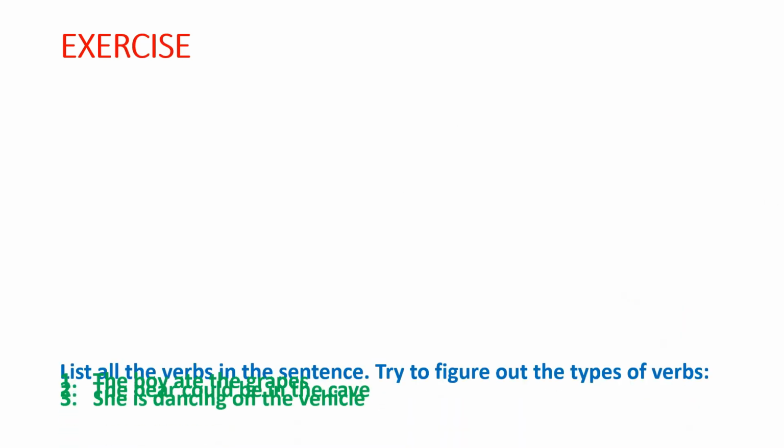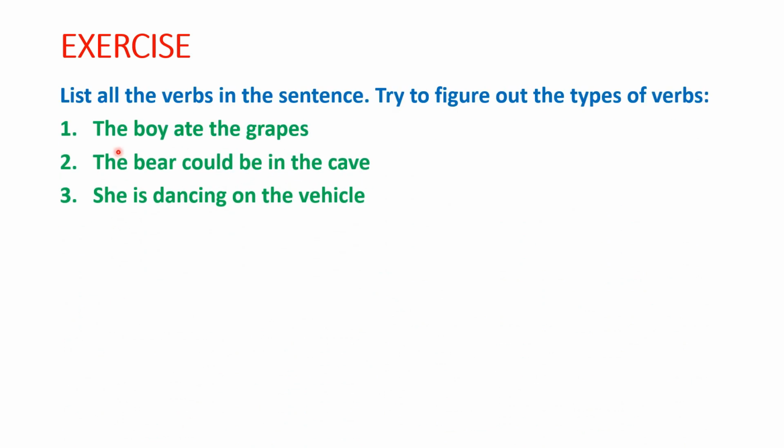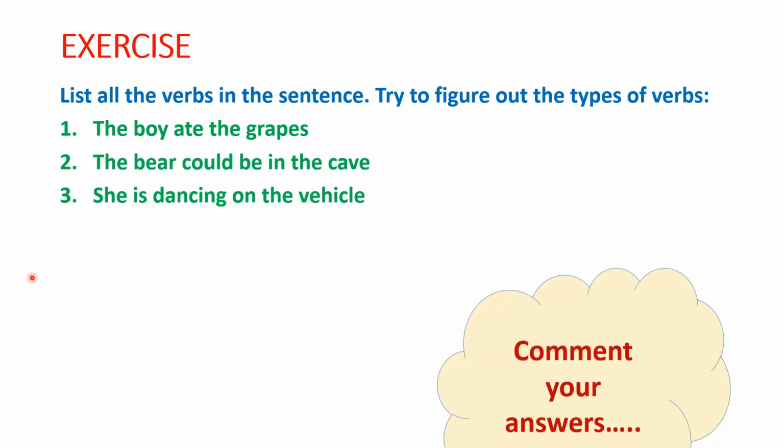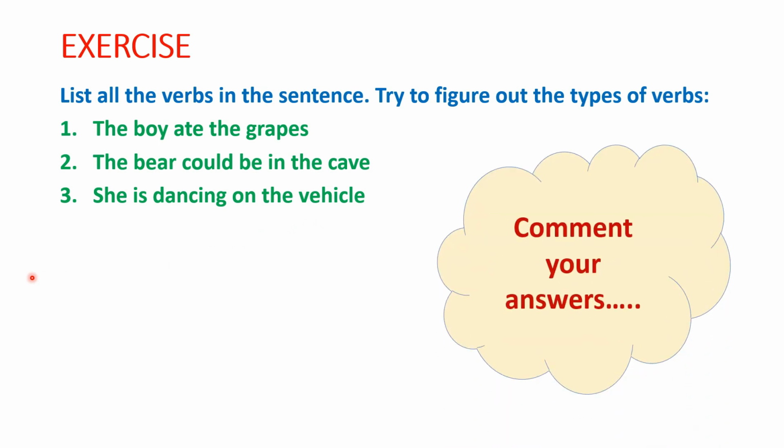And this is the exercise for you. In the sentences, you have to list all the verbs and try to figure out the types of verbs. I'm reading the sentences. The first sentence is: the boy ate the grapes. The second sentence is: the bear could be in the cave. And the third sentence is: she is standing on the vehicle. So please list all the verbs in these sentences, try to figure out the types of verbs, and comment your answers.